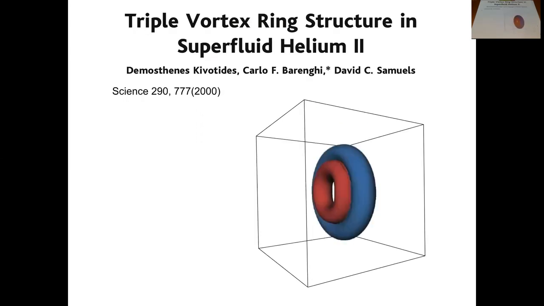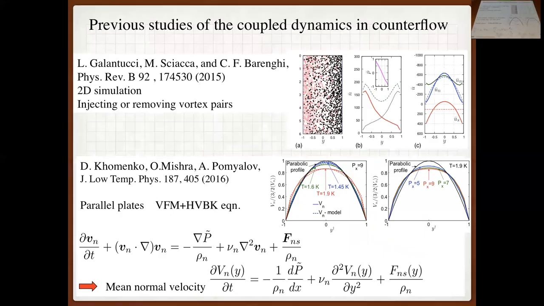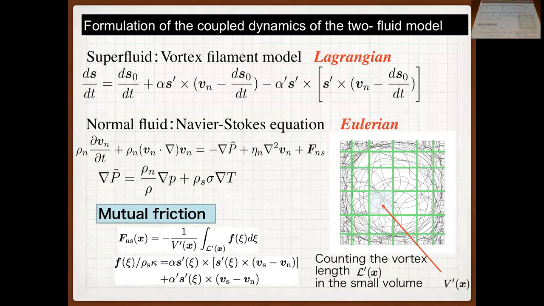Very important work was performed a long time ago by Demosthenes Kivotides, Carlo Barenghi and Dave Samuels. They considered the fully coupled dynamics and discussed the triple vortex ring structure. I won't explain the detail here. We have several studies along this direction. Luca and Carlo Barenghi's group performed fully coupled two-dimensional simulations. And the Israel groups also considered coupled dynamics in parallel plates, by using some mean normal velocity. And our group performed the fully coupled dynamics.